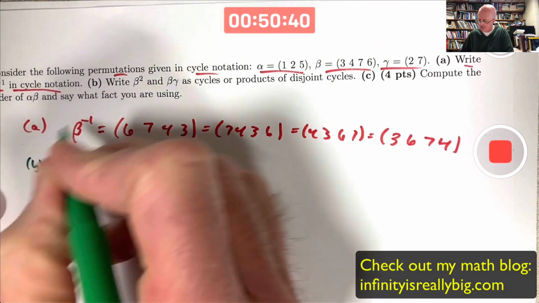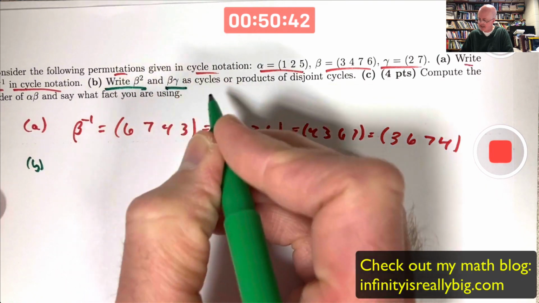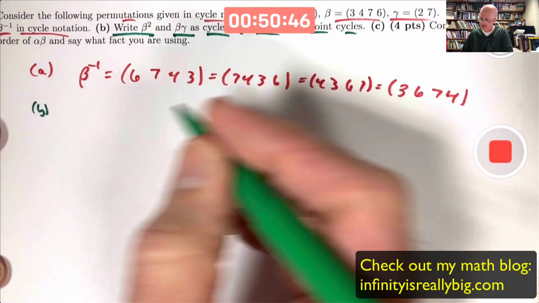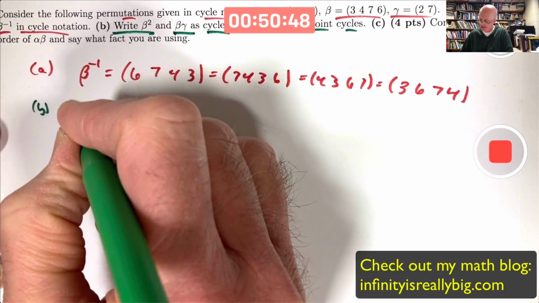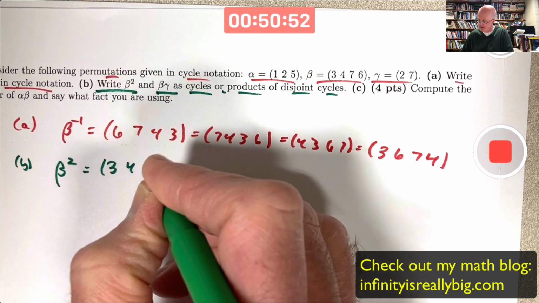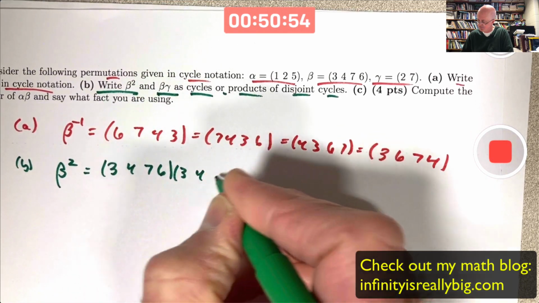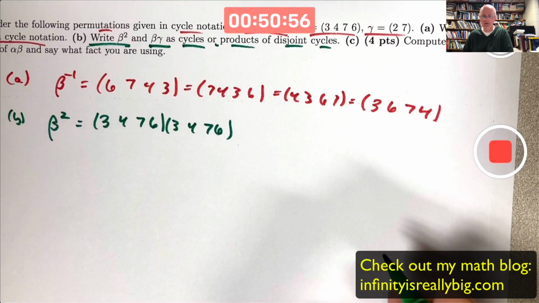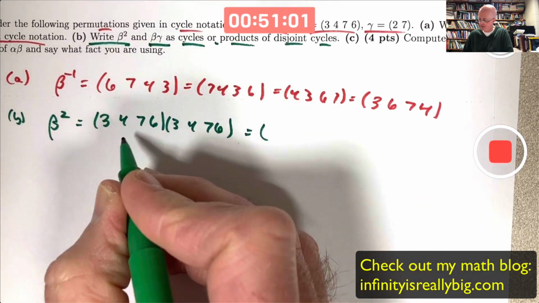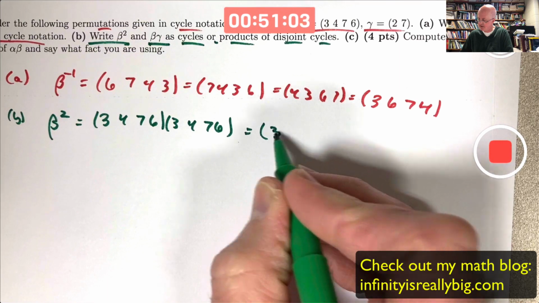Part B, write beta squared and beta times gamma as cycles or products of disjoint cycles. Beta squared, there's beta, composing this function with itself. Go right to left. 3 gets mapped to 4, but then 4 gets mapped to 7, so ultimately 3 gets mapped to 7.